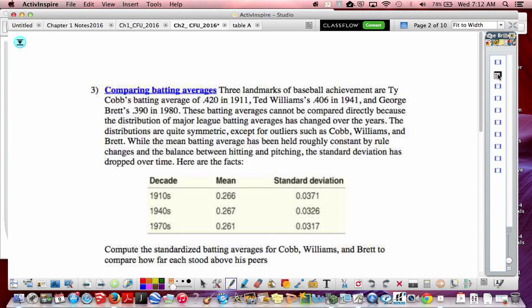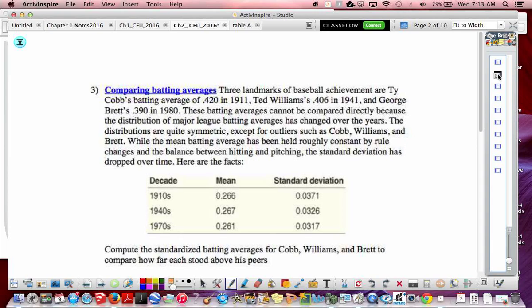All right, comparing batting averages. This is a great problem because this is where we can start to compare people from different eras, like in sports. It's always a good discussion that sports fans like to have. It says three landmarks of baseball achievements are Ty Cobb's batting average of .420 in 1911, Ted Williams' .406 in 1941, and George Brett's .390 in 1980. These batting averages cannot be compared directly because the distribution of Major League batting average has changed over the years.